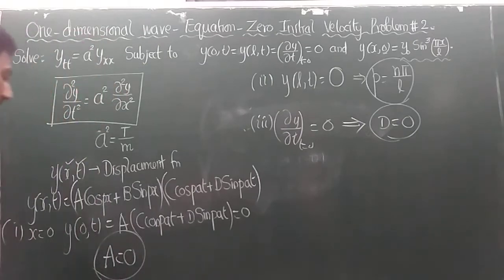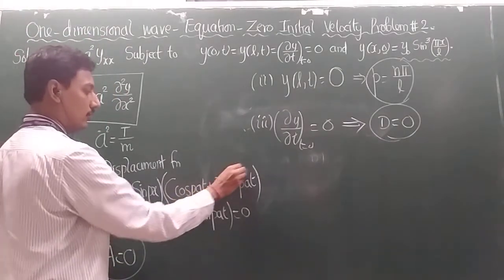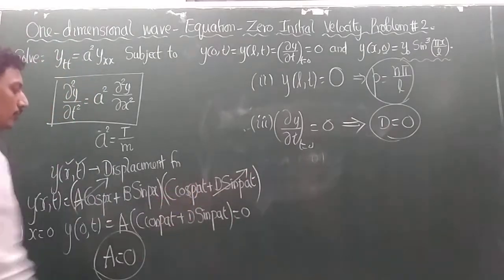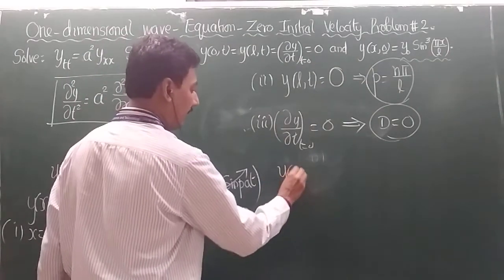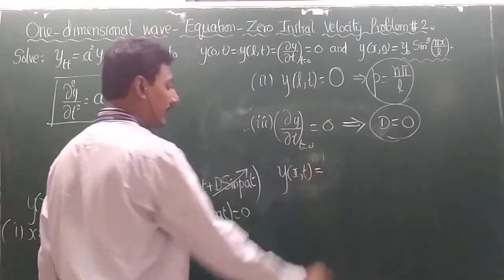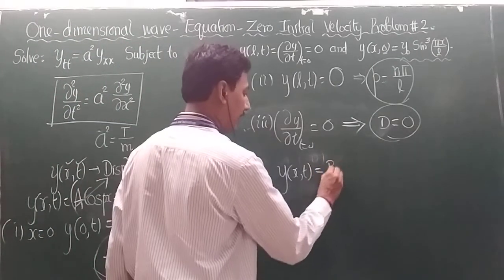Now by using the first condition, a = 0; by using the third condition, d = 0. And what about p? p is equal to n pi by L. So let us redefine the required displacement function. y of x comma t is equal to b into sine.